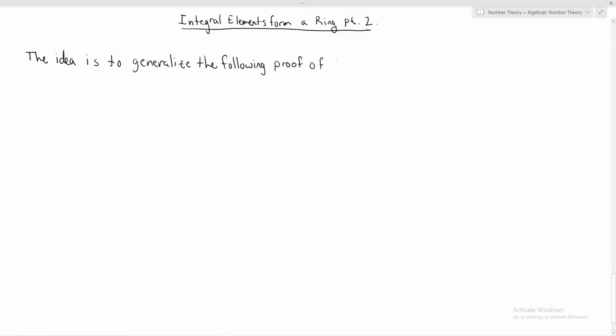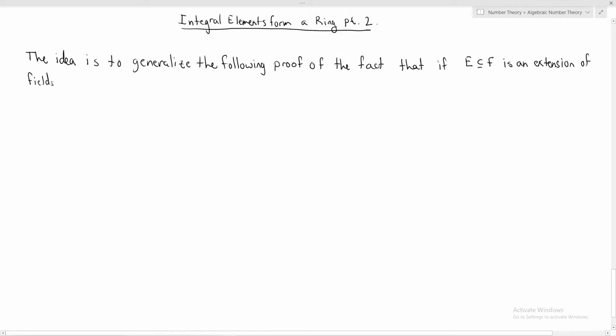So the fact that if E contained in F, let's say this is an extension of fields, then the elements of F algebraic over E form a ring.